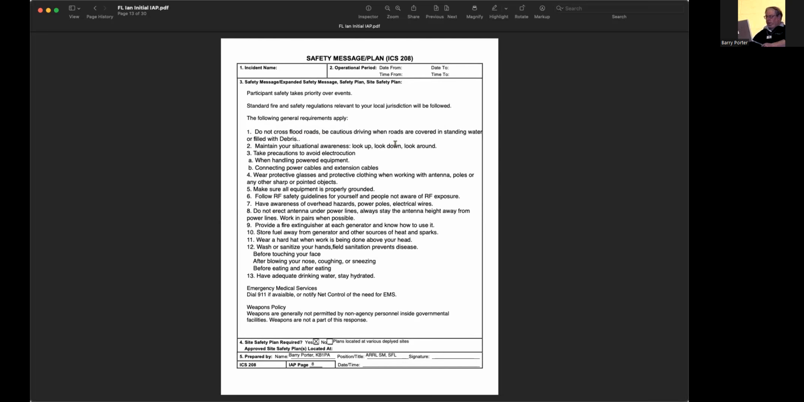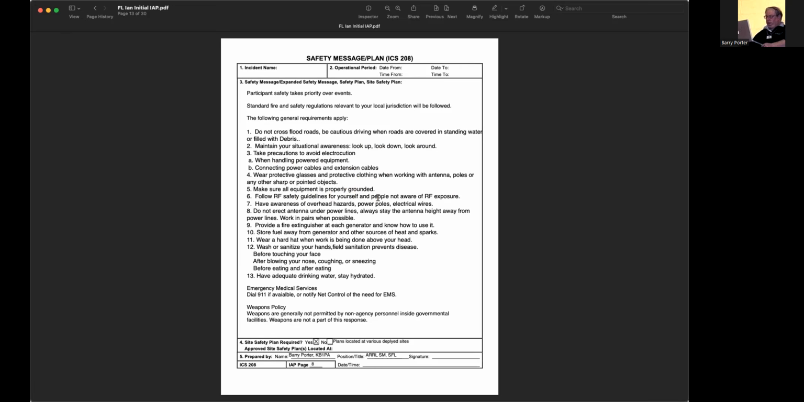Want the people to maintain the situational awareness at all times. Look up, look down, and look around to see if you see any hazards around you. Take precautions to avoid electrocution when handling powered equipment or when handling power cables or extension cables. Wear protective glasses and protective clothing when working with antennas, antenna poles, or any other sharp or pointed objects, just for your own safety. Make sure all equipment is properly grounded. Again, follow RF safety guidelines for yourself and for people that aren't aware of RF exposure.